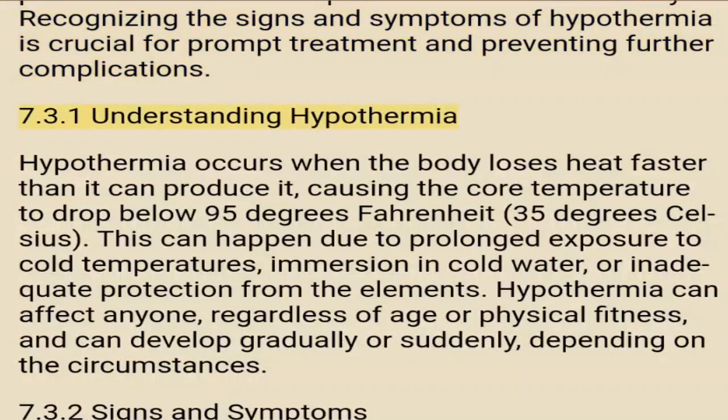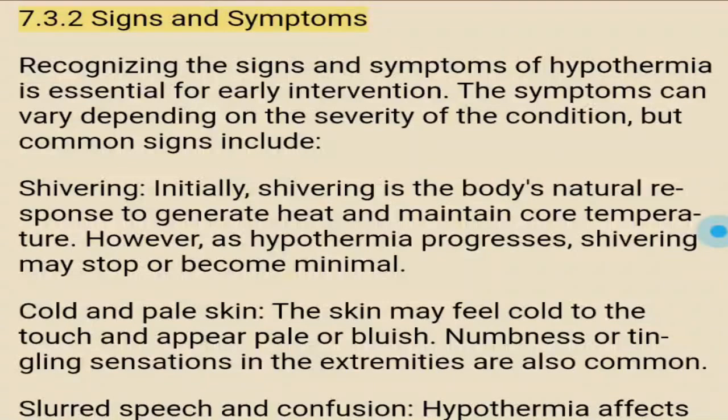7.3.1 Understanding hypothermia. Hypothermia occurs when the body loses heat faster than it can produce it, causing the core temperature to drop below 95 degrees Fahrenheit, 35 degrees Celsius. This can happen due to prolonged exposure to cold temperatures, immersion in cold water, or inadequate protection from the elements. Hypothermia can affect anyone, regardless of age or physical fitness, and can develop gradually or suddenly, depending on the circumstances.